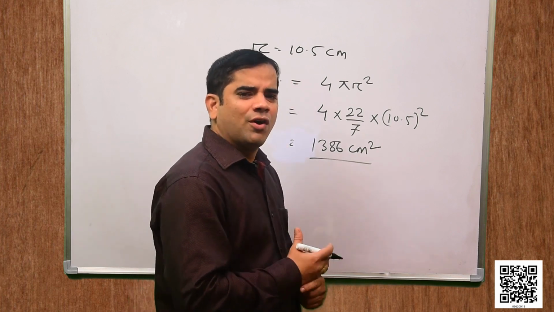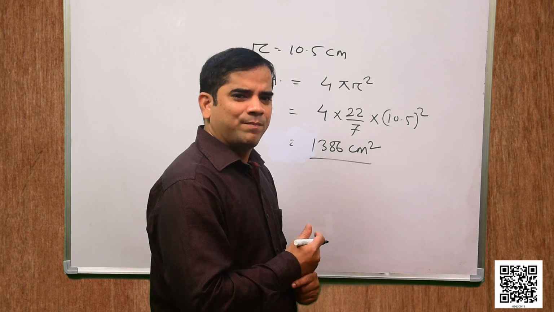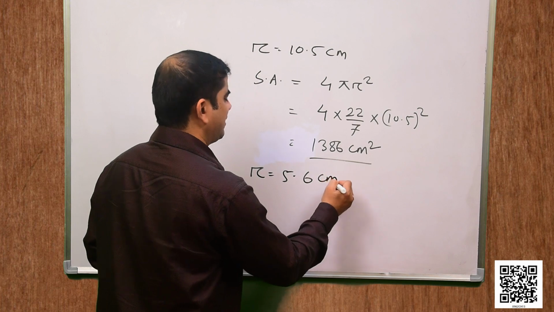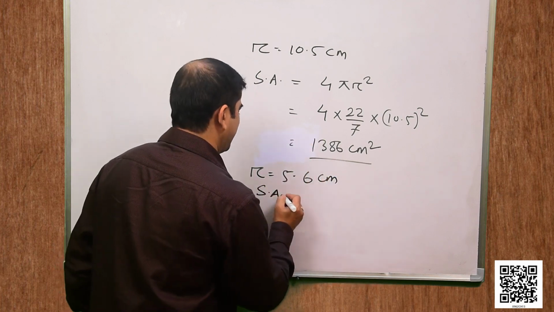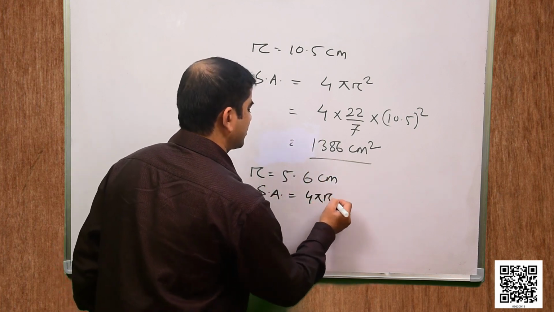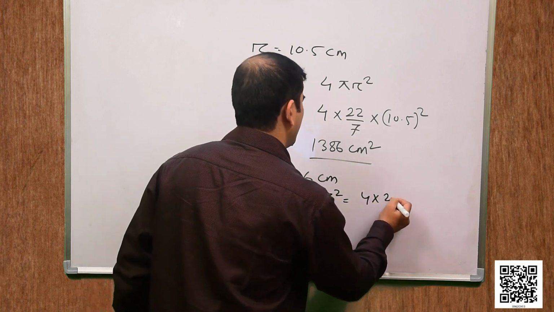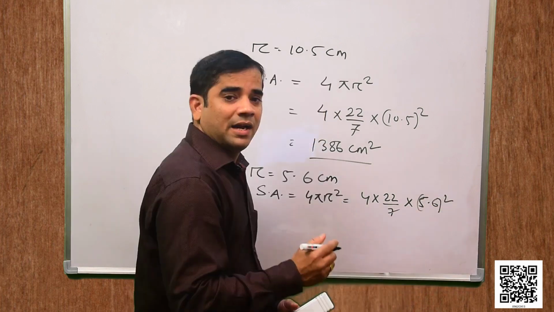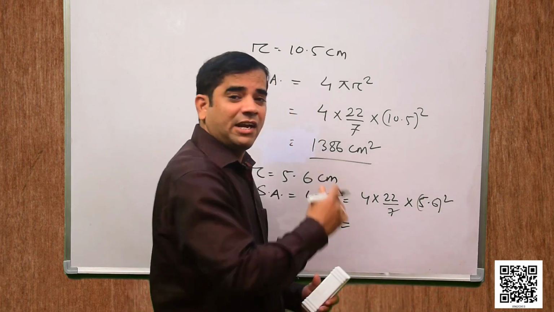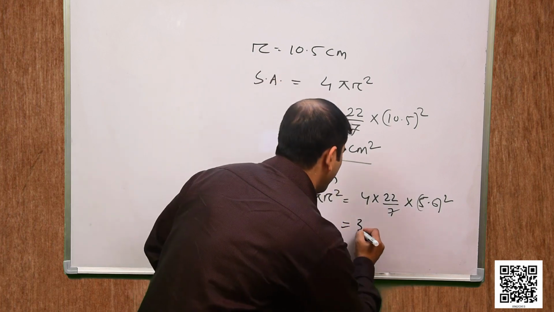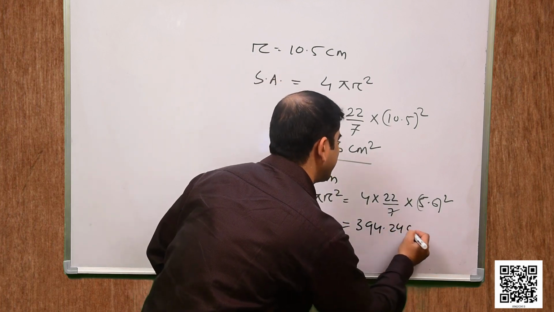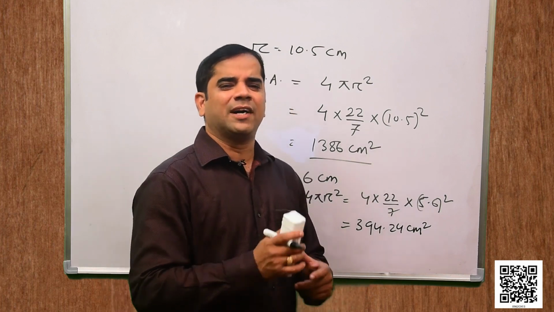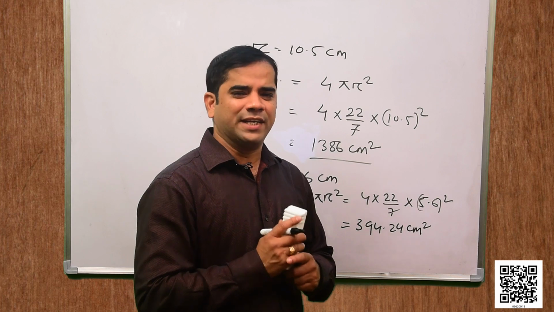Let us go for the second one. Here r is equal to 5.6 centimeter. So, surface area is equal to 4 pi r square, that is 4 into 22/7 into 5.6 square, and that will give us a value which is 394.24 centimeter square.